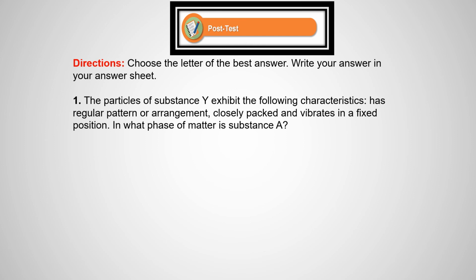Number 1. The particles of substance Y exhibit the following characteristics: has a regular pattern or arrangement, closely packed, and vibrates in fixed position. In what phase of matter is substance Y? A. Solid, B. Liquid, C. Gas, D. Plasma.